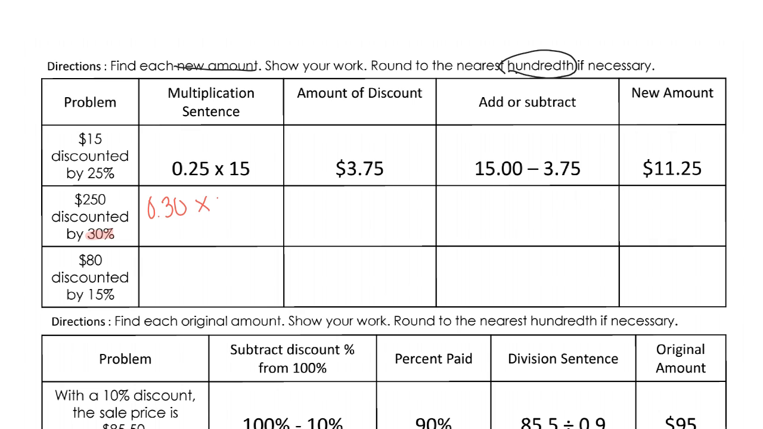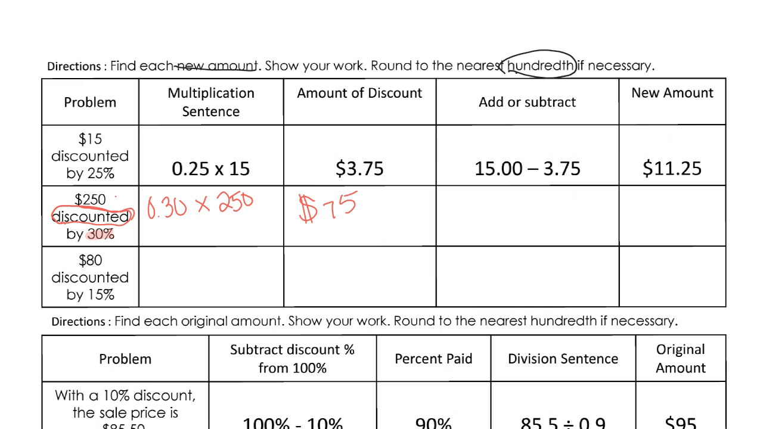times the original amount. Okay, so to find the discount, how much we're discounting it by, take the percent times the original, and that'll give us our discount. So do 0.30 times 250. That should give you 75.